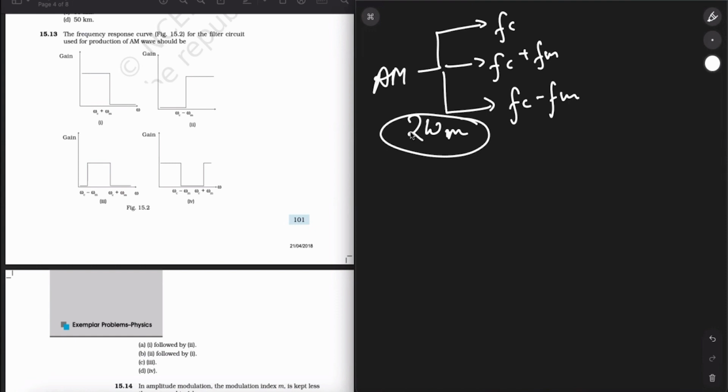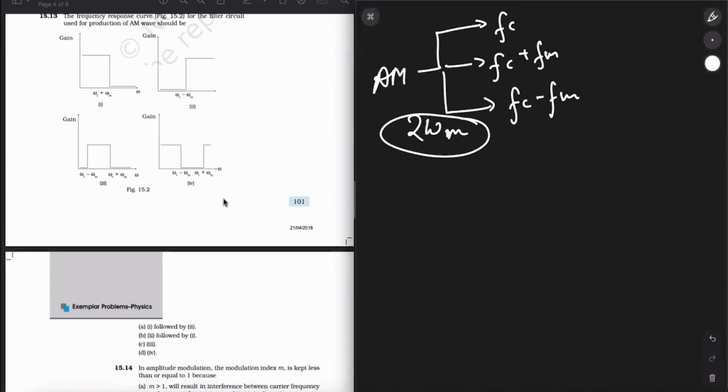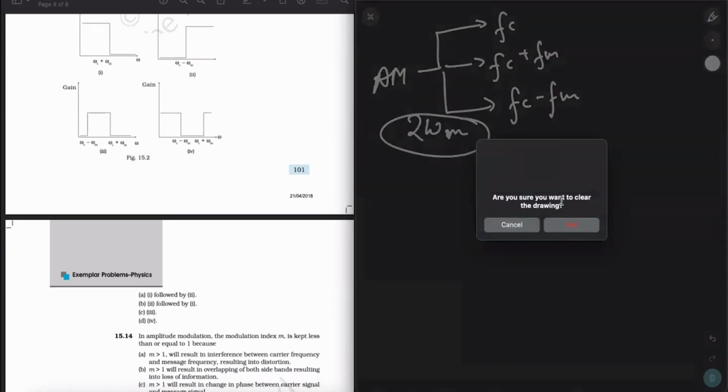So the correct options in this case will be 1 followed by 2. Upper sideband, then lower sideband. 1 followed by 2, option A is correct. Then 2 followed by 1 is also correct. It will go on like a circle. So option B is also correct. C is also correct. And this is wrong. So options A, B, C are the correct options for this question.